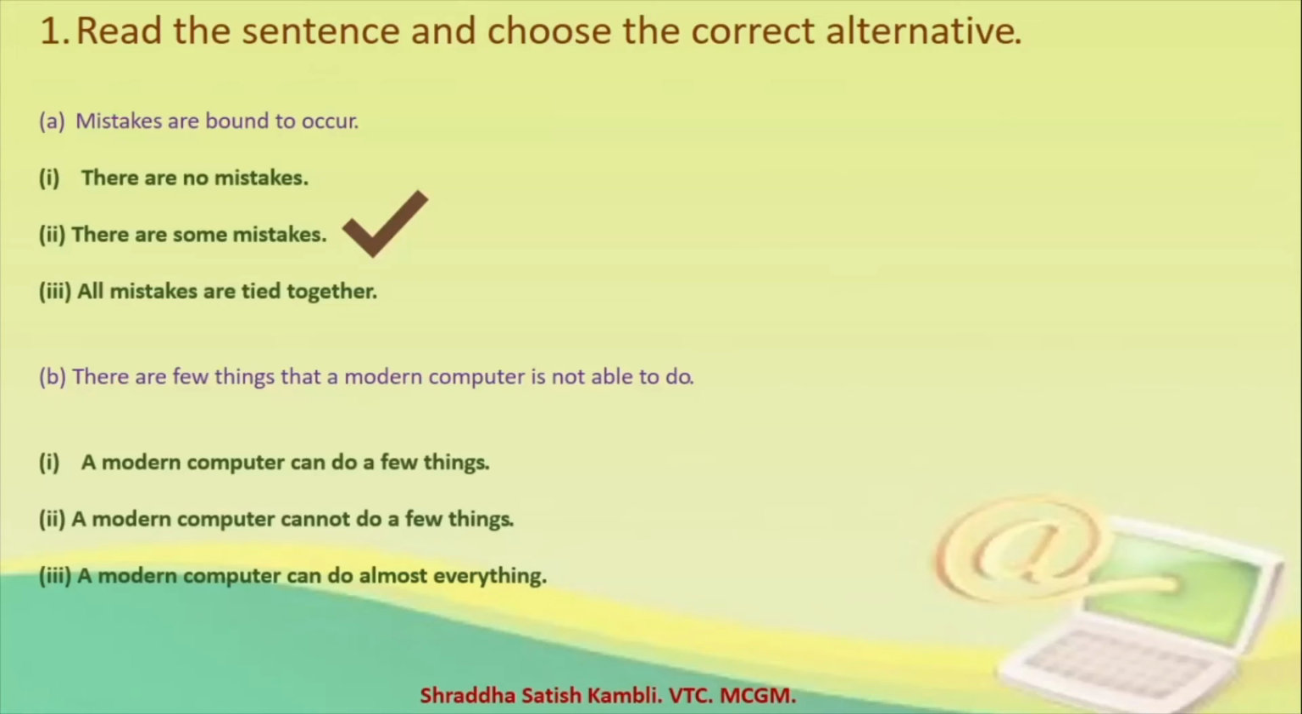Look at the first option. A modern computer can do a few things. It means it cannot do so many things. It can do only some things. It cannot do few things here means it can do a lot of things, but it cannot do some things. And a modern computer can do almost everything. It means out of 100, 99 things a modern computer can do. So, which statement seems correct to you according to the passage? Yes, it is statement number 3. A modern computer can do almost everything.